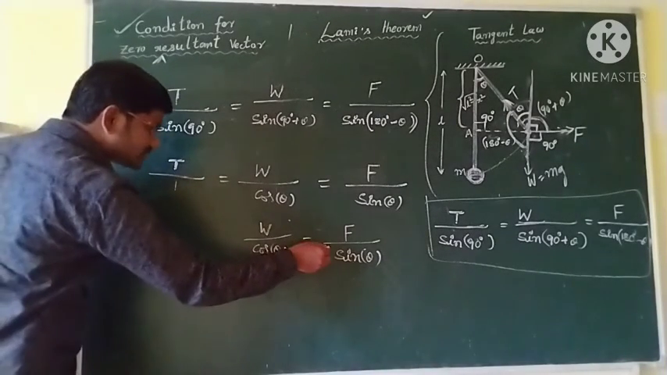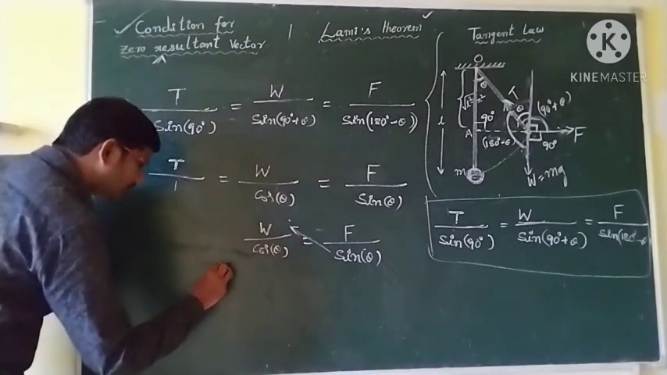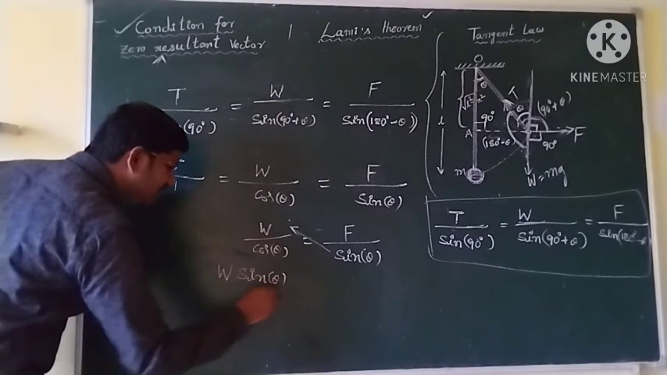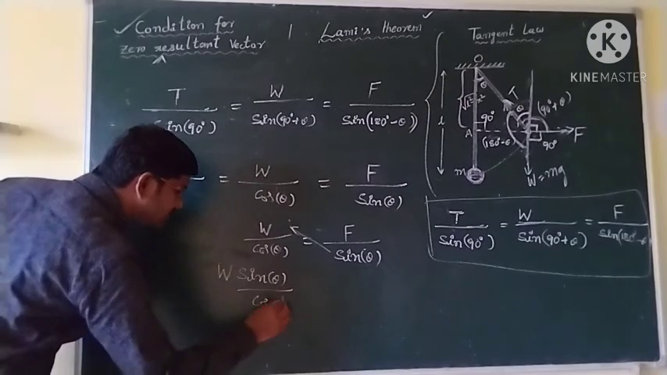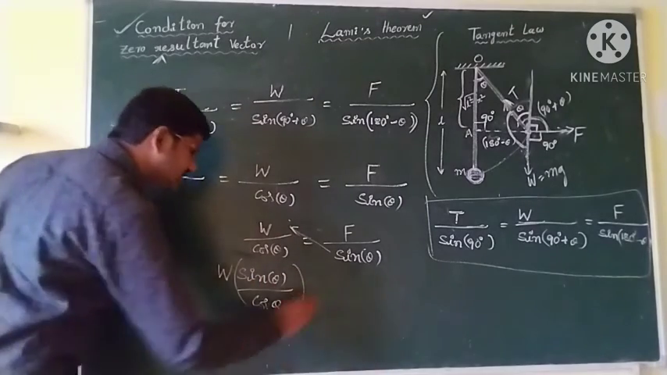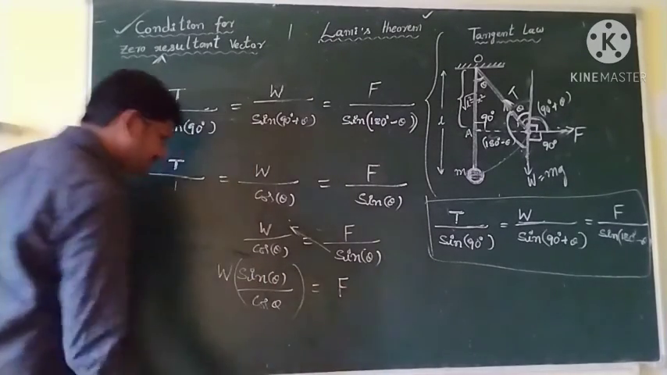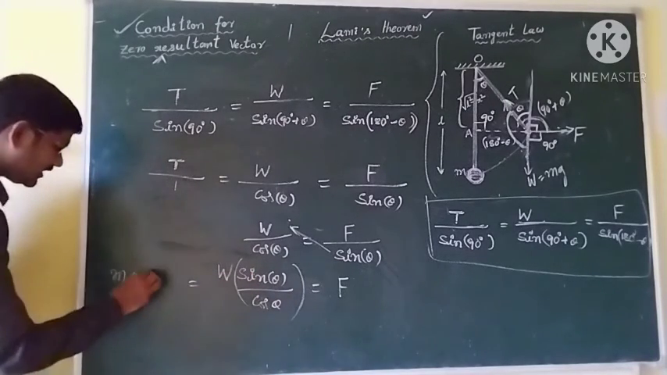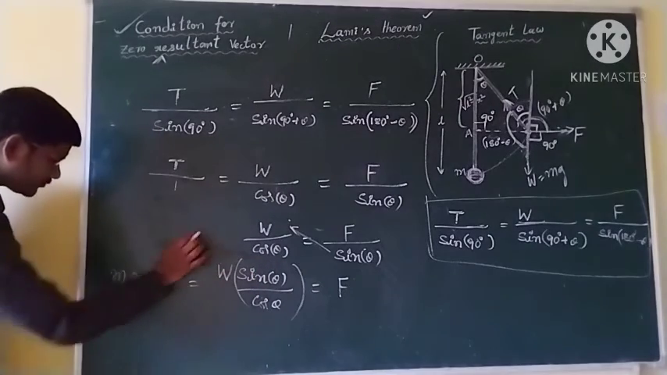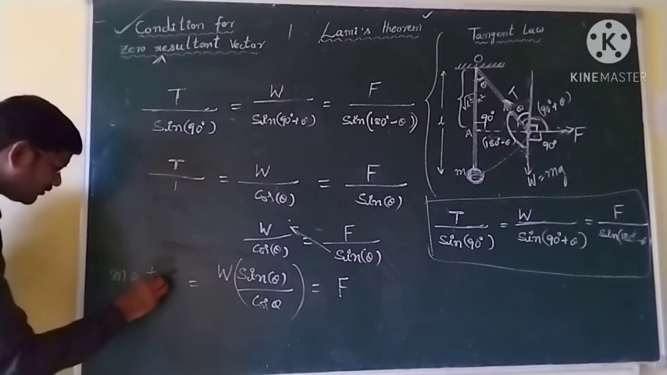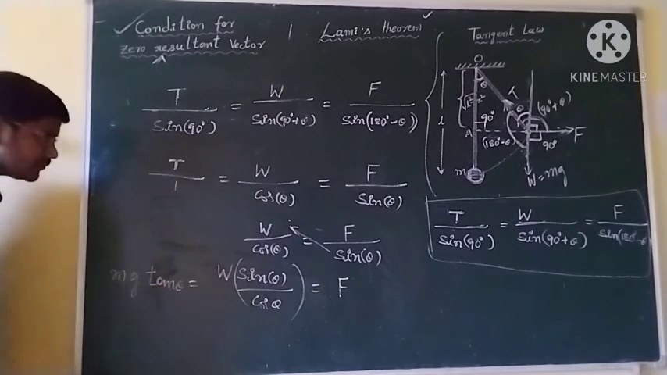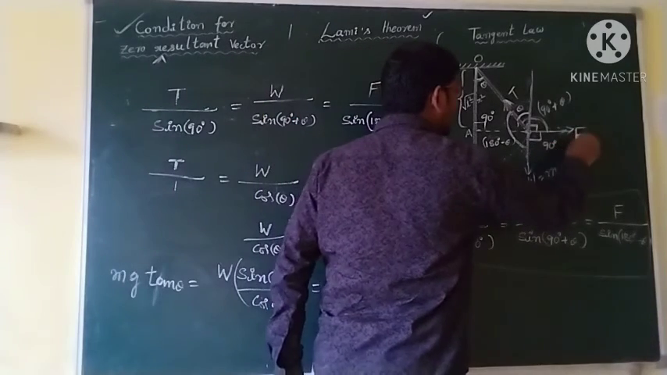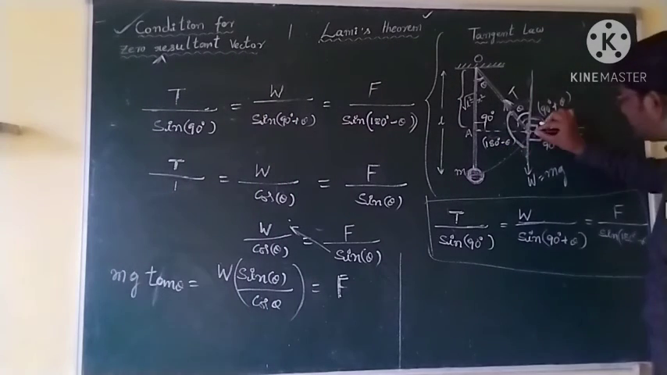Okay, and do the cross multiplication. So W into sin theta comes here. Sin theta by what can you write, students? Cos theta. Sin theta by cos theta is equal to this side, what we have, F. Then W means what? mg. So mg into sin theta by cos theta, what can you write, students? So mg into tan theta.